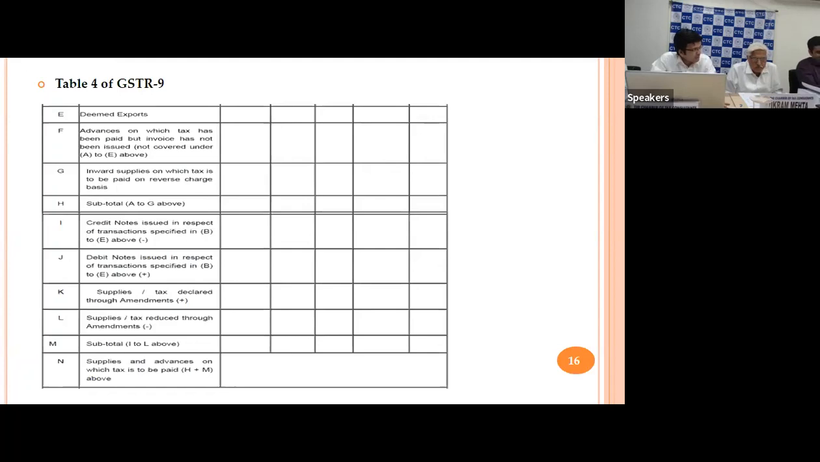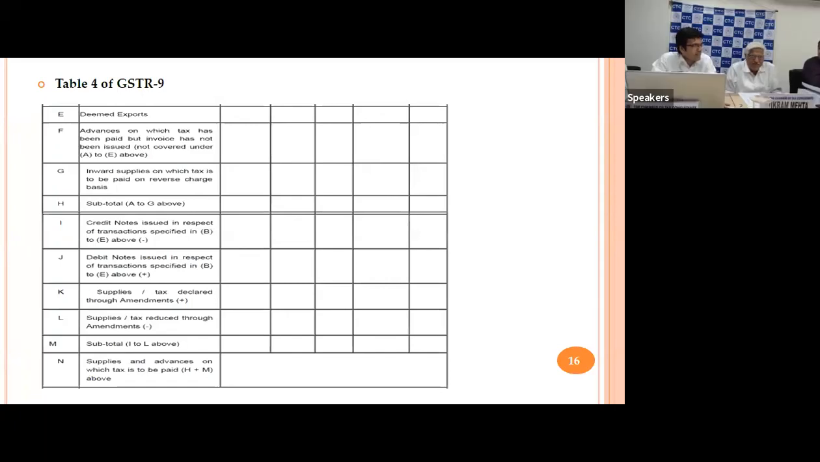Next is a common question which comes many times from clients: I forgot to claim certain ITC. Now at the time of filing GSTR-9, 9C I have realized. So can I claim it now?